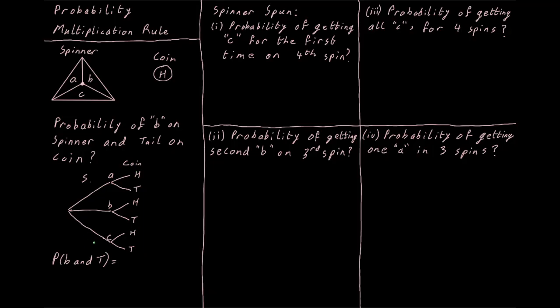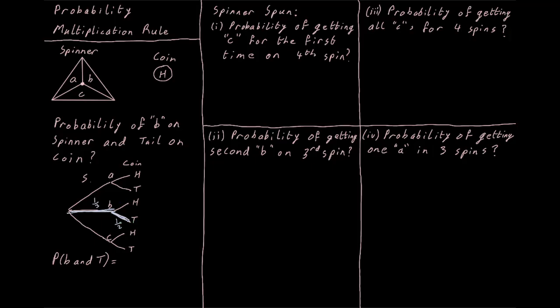Well, if all of these things are equally likely, if we then look at the situation we're asked about, I would be interested in if I got a B on my spinner and then I got a tail on my coin. Well, if I have three equally likely outcomes for my spinner, then a third of the time I would expect to get the B on the spinner. And then half of that time I would expect to get a tail on my coin.